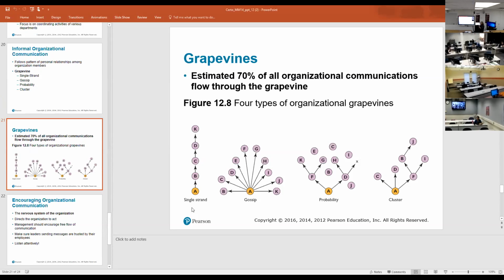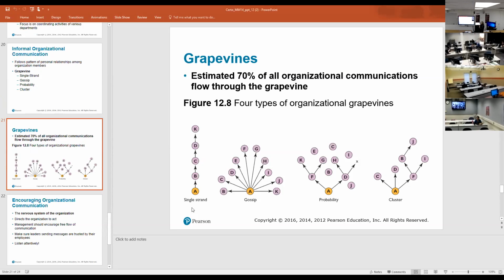Probability starts with one person, goes to a couple of other folks, and then it may or may not hit all the rest. Okay, you see there that A spread something to F and D, but B didn't hear about it. And then cluster, A went to C, D, and F with some information. C and D kept it there, but F spread it somewhere else.